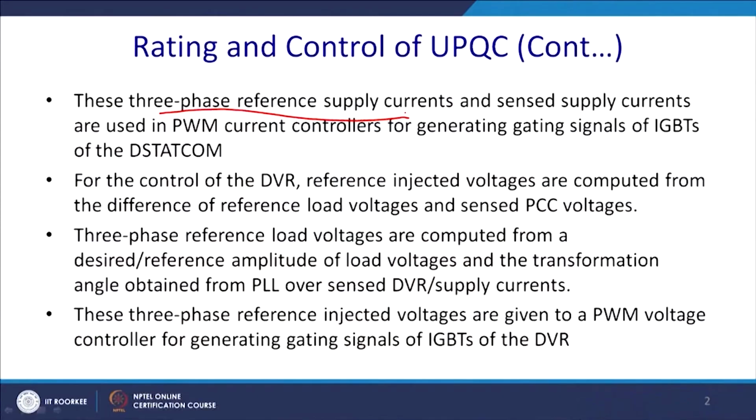Please recall our discussion in the previous class. The 3-phase reference supply and the current in case of the UPQC-Q are being sensed, and the supply current is used in the PWM controller for generation of the gating signal of the IGBT of the DSTATCOM, that is the shunt part of this compensation.